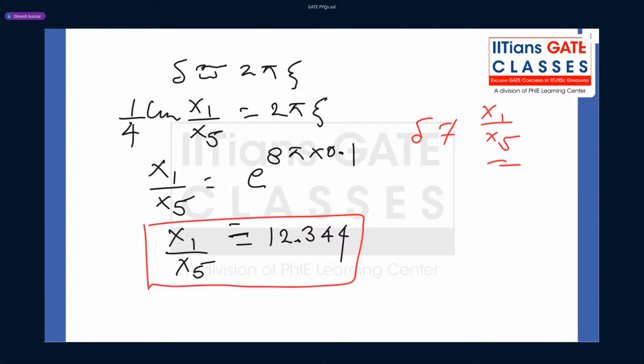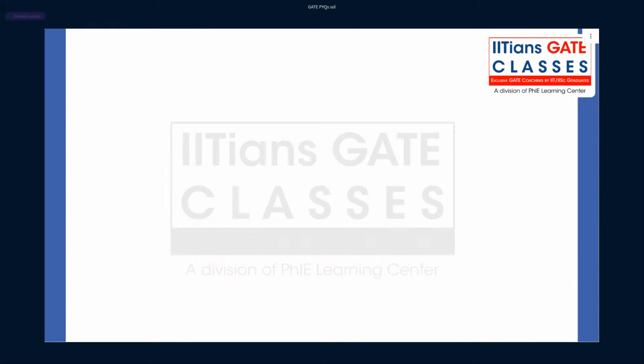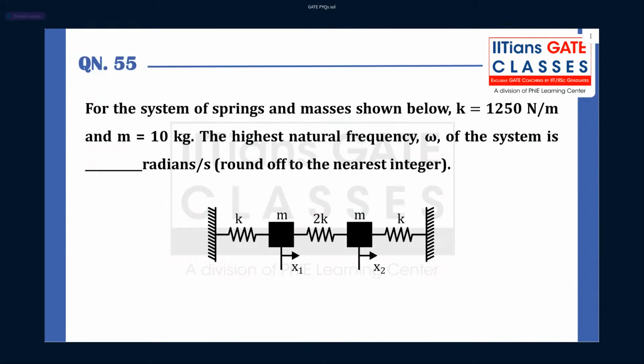What does it say? Correct answer, Rahul, Swastik. It's 12.3 something. So let's see this question. What does it say? For the system of springs and masses shown below, K equals 1250 Newton per meter and M equals 10 kg, the highest natural frequency omega of the system is.